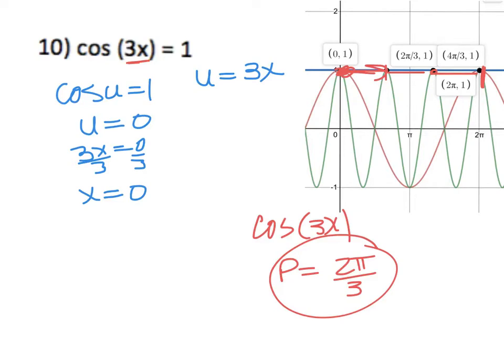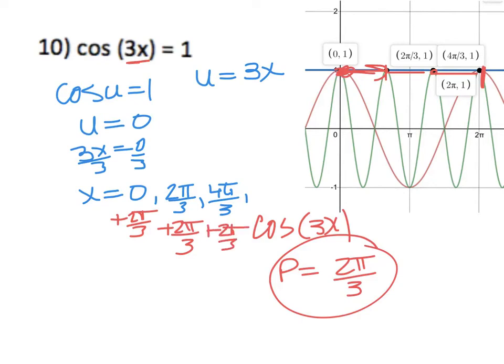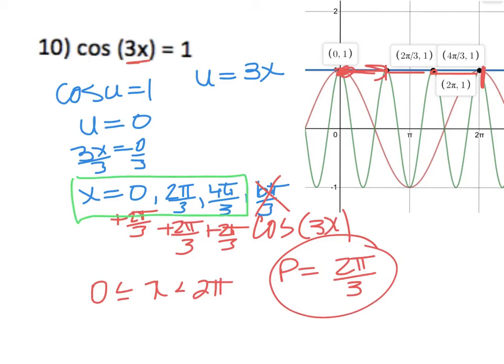Now, without a graph, how would you do that? All you do is take your 0 and add 2 pi over 3, and that gives you 2 pi over 3 as another answer. Then you add 2 pi over 3 again, because it happens every 2 pi over 3, and you get 4 pi over 3. And then you add 2 pi over 3 again and get 6 pi over 3, but 6 pi over 3 is 2 pi, and remember, we're going between 0 is less than or equal to x is less than 2 pi. So you just keep going until you get to or past 2 pi, and then you're done.